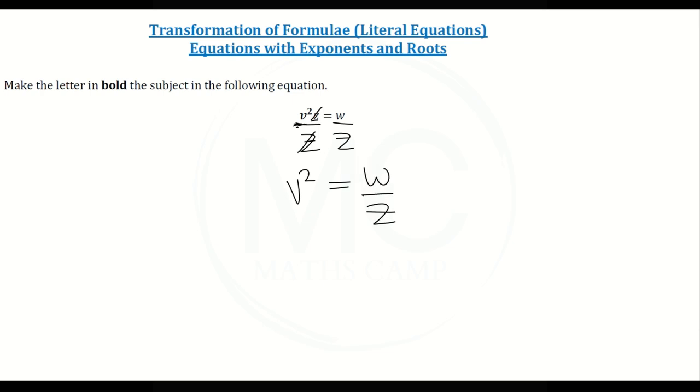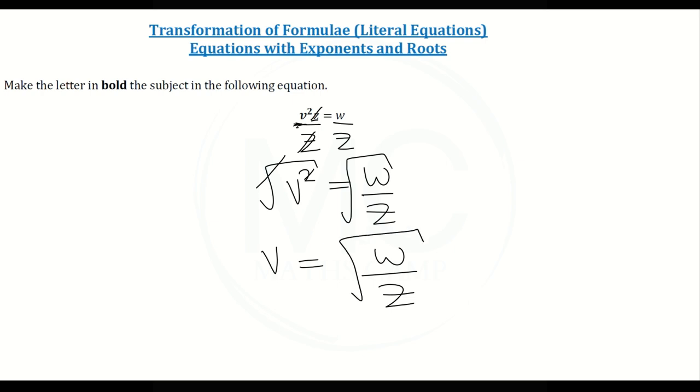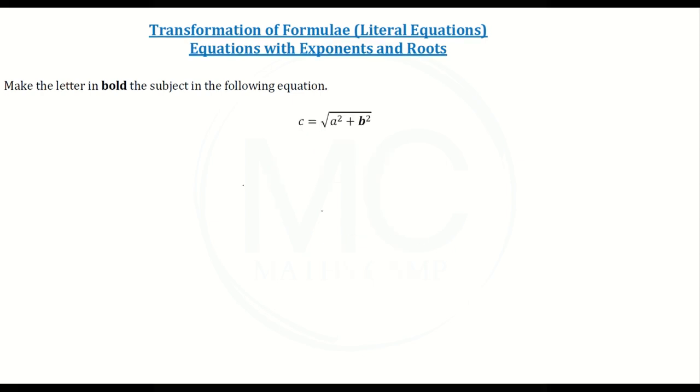But we still have v squared, and we want v. So to get rid of the square, we square root, which means we square root this side as well. Now the square and the root will cancel, and we're left with v. And on the right, we have w over z, all under a square root, which can be positive or negative. Let's do one more example.